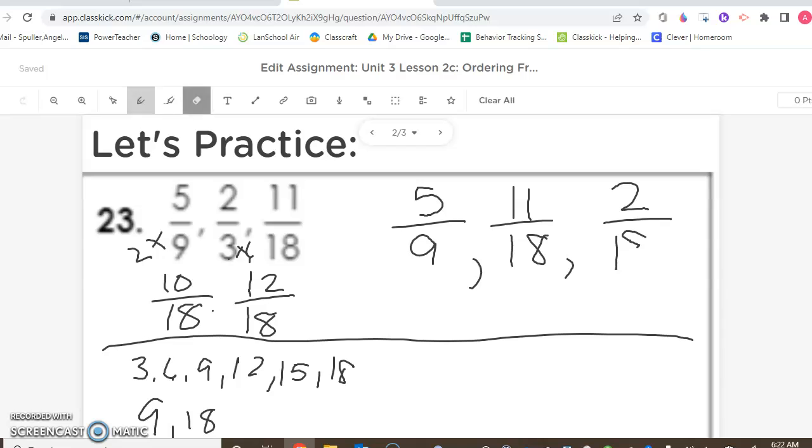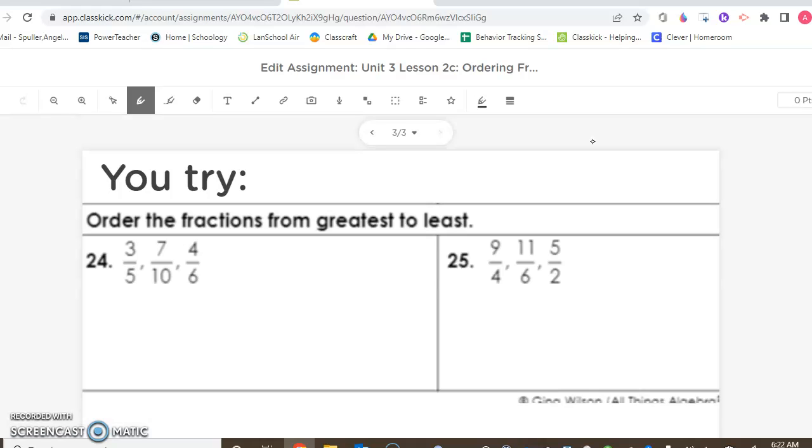Ooh, what am I doing? I don't want to put 18. I'll put 2/3. Okay. Now, it's your turn to try these two problems. Go ahead and work them out, pause the video, and then come back and see if you got them correct.